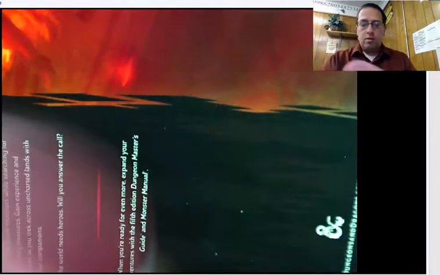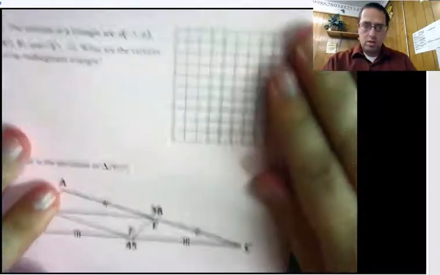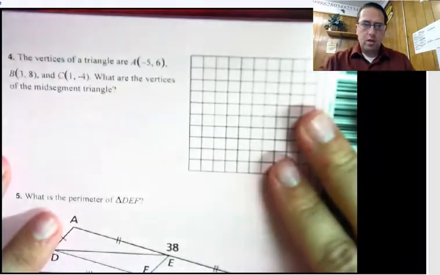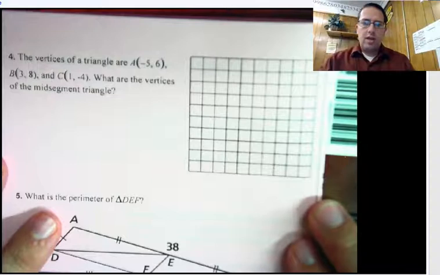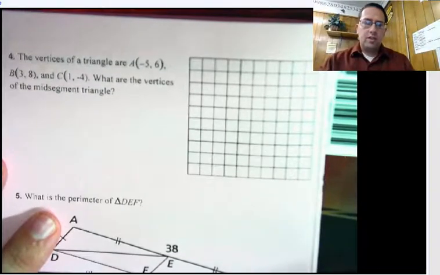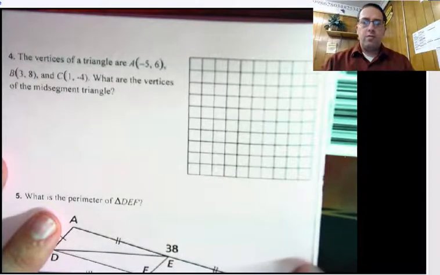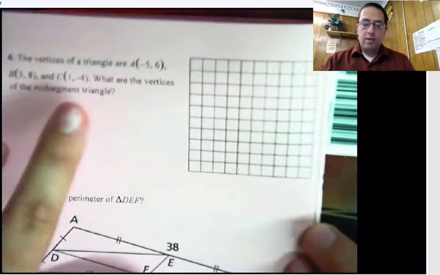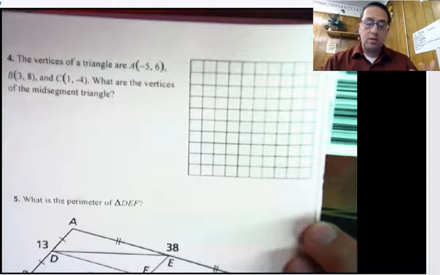Let's open this up. Let's get to some things that are a little bit more complicated. Okay, so let's adjust my camera. Here we go. It tells us the vertices of a triangle are A at (-5, 6), B at (3, 8), and C at (1, -4). We need to find the vertices of the midsegment triangle. And remember, the midsegment triangle is the triangle that is formed by all three midsegments.